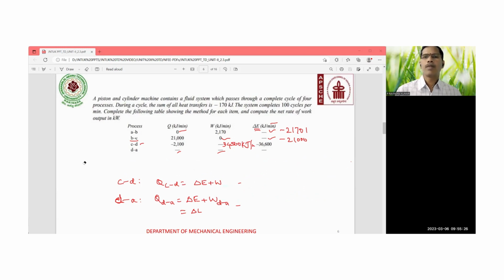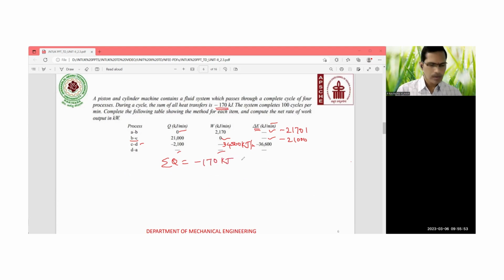That is, sigma Q is nothing but equal to sigma W. So connected to that particular task, the sigma of a cycle is given. See, observe. For the sum of all the heat transfers, sigma Q is equal to minus 170 kilojoule.